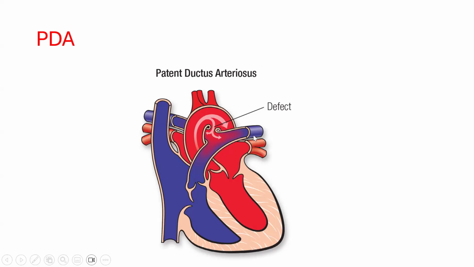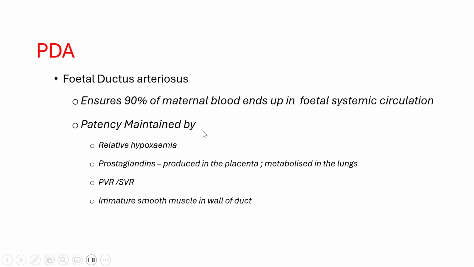Okay. And that is how sometimes you can tell the difference between the VSD appearance and the PDA appearance as far as chambers are concerned. The pulmonary artery is a bit more dilated in PDAs than you find in VSDs. The fetal duct is a bit more different from the adult duct.